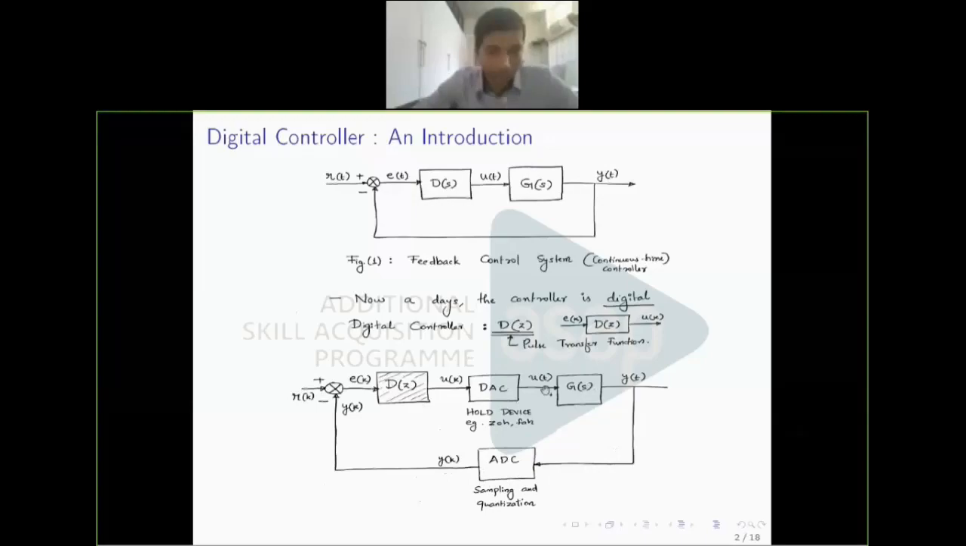So here, notice that the input to the plant is analog, and the output of the plant is also analog, but the ADC is converting the analog output into digital form, which is compared with the reference, which is also in digital form, so that you obtain the error in digital. That error is given to the controller D of Z, and it outputs a digital control signal U of K, which is converted into analog using digital to analog conversion. Okay, so that is about digital control.